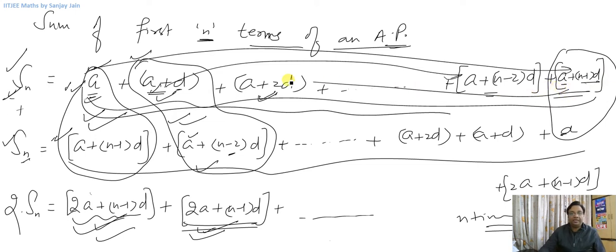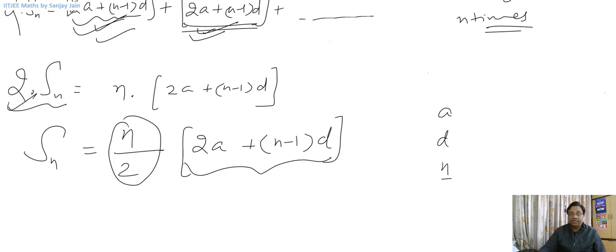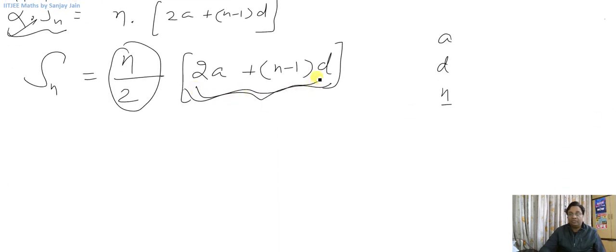So how many pairs will these be? These are n terms, so there will be n by 2 such pairs, and each giving you 2a plus (n minus 1) into d. So n by 2 into (2a plus (n minus 1) into d).